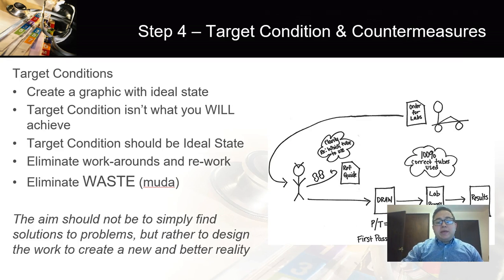Moving to step 4, we'll begin to define visually what we want our process to look like. This is otherwise known as the target condition. Along the way, we will create countermeasures that help a particular process improvement to stay the course. Like the current condition, the target condition is a visual representation that may represent ideal state, not necessarily the future state. The aim is, simply, to eliminate the waste we've identified to include any workarounds or rework.